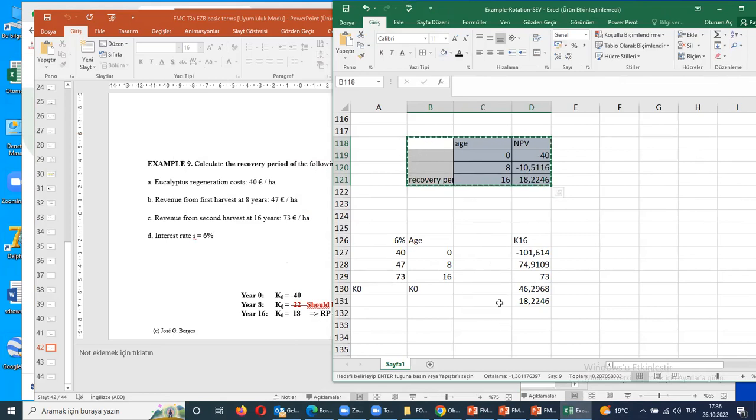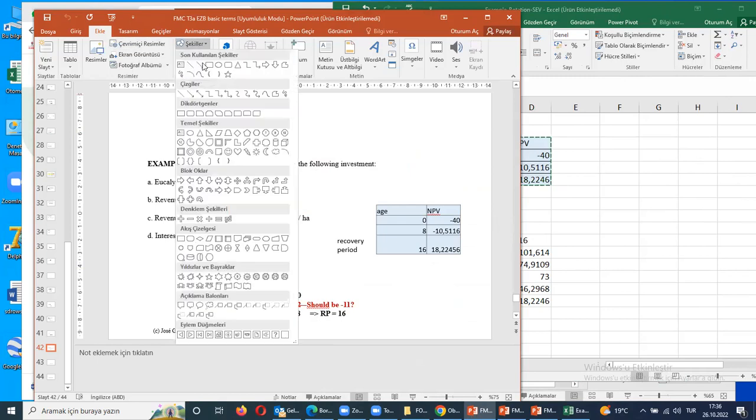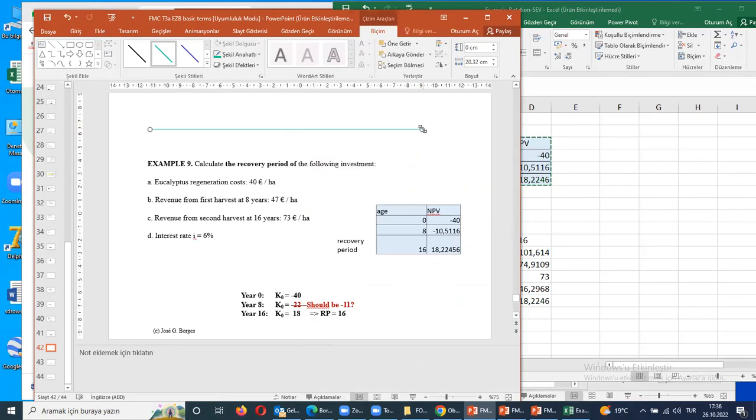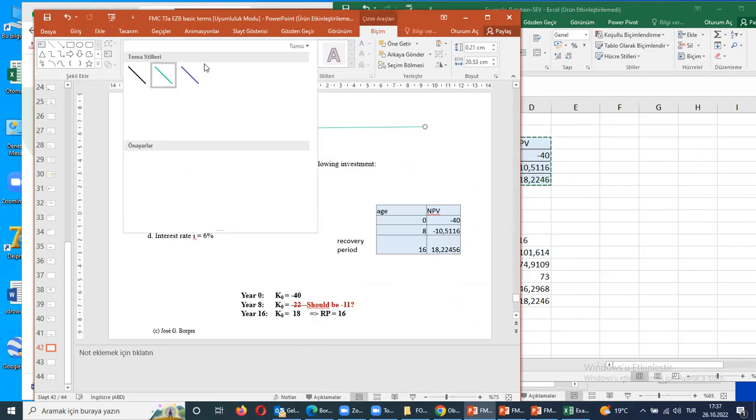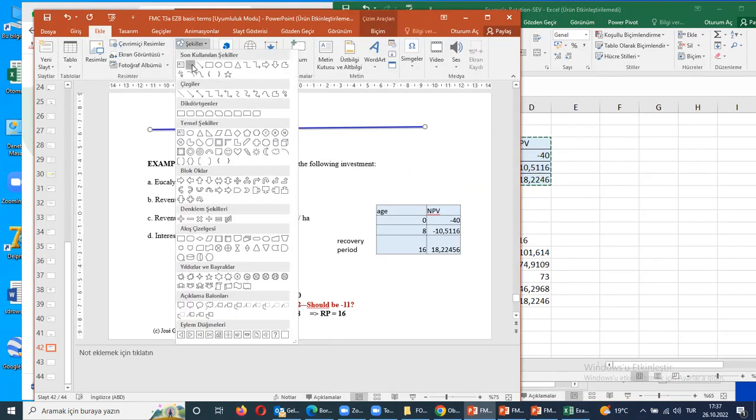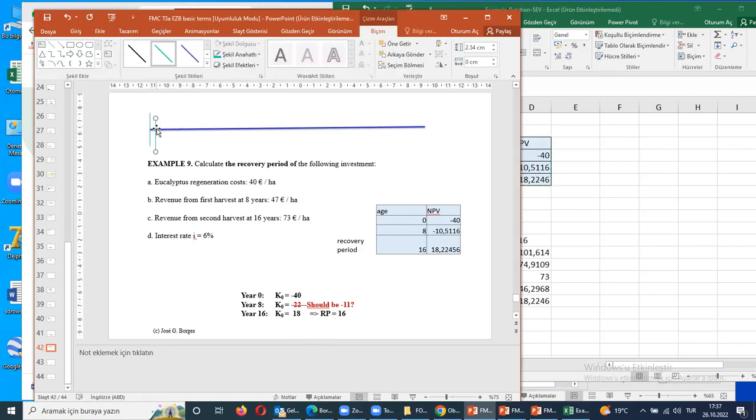For instance, let me draw a line over here. This is our time period: 0, 8, and 18.